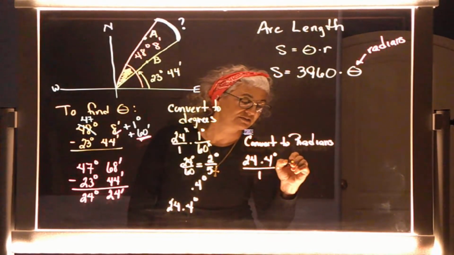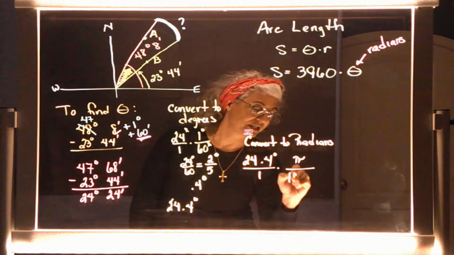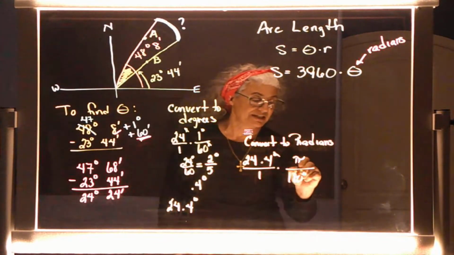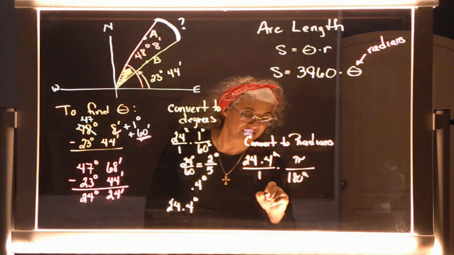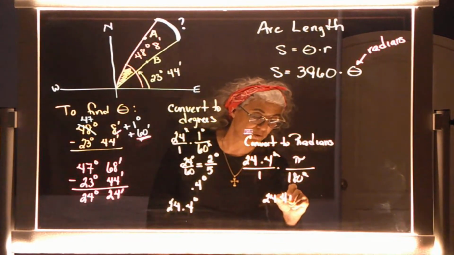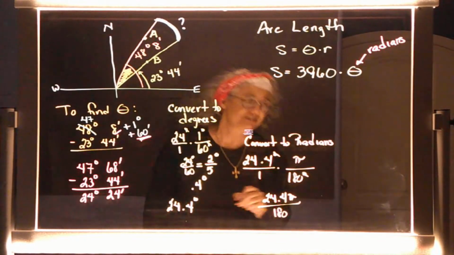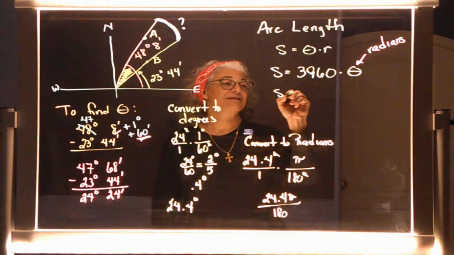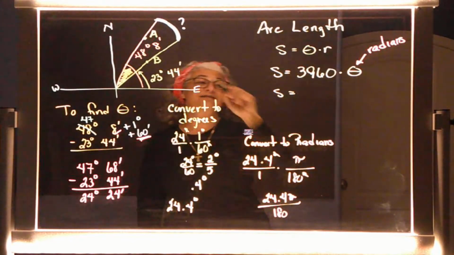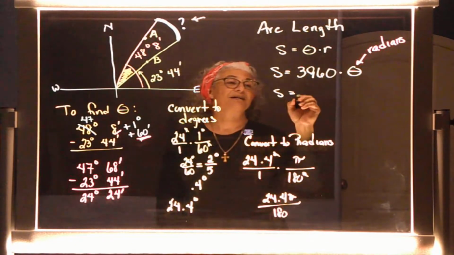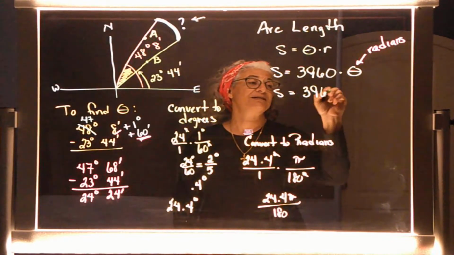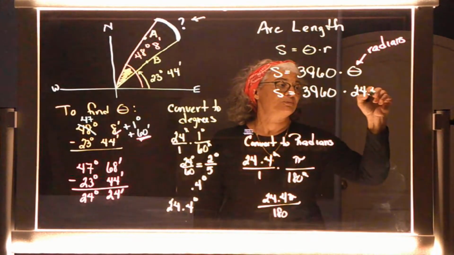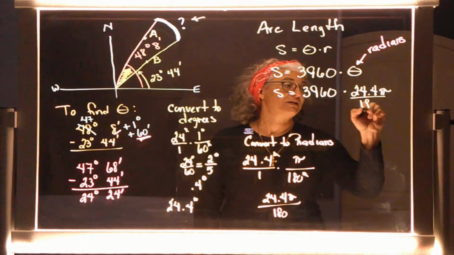So here's my degrees, and you're going to multiply it by this conversion like we've done before. Degrees are going to cancel. I end up with 24.4 pi over 180, don't I? Which means S is equal, to figure out this distance, I am going to do 3,960 miles multiplied by 24.4 pi over 180.